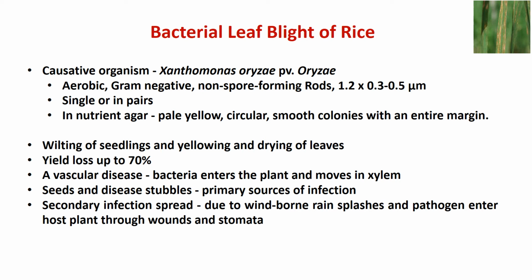This organism causes bacterial leaf blight of rice, in which there will be wilting of seedlings and yellowing and drying of leaves. This disease will cause a yield loss of up to 70%. Bacterial leaf blight of rice is a vascular disease. That means the bacteria enters the plant and moves through xylem.